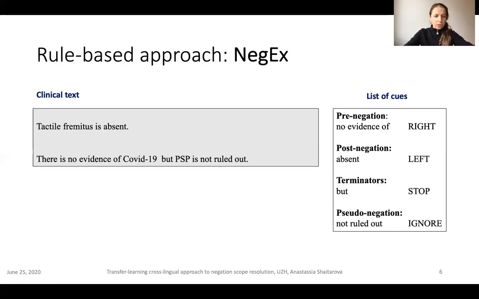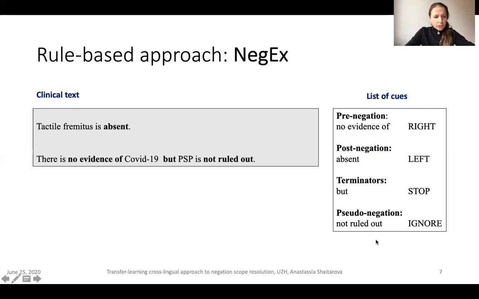One of the established ways to resolve negation in clinical texts is to use a rule-based algorithm called NegEx. It uses a list of negation cues where each cue has a label that tells the algorithm how the cue influences a scope projection. There are four classes of cues. Cues that negate to the right, like no evidence of. Cues that negate leftwards. Terminator words that stop the scope. And pseudo cues that are ignored by the algorithm.